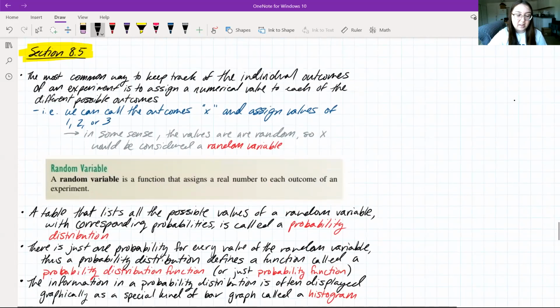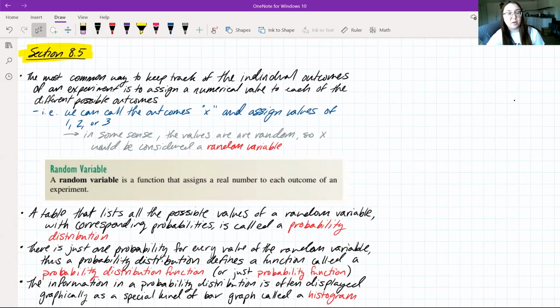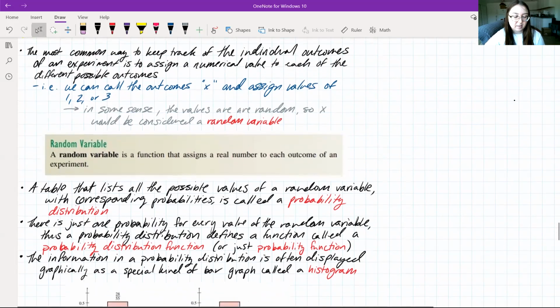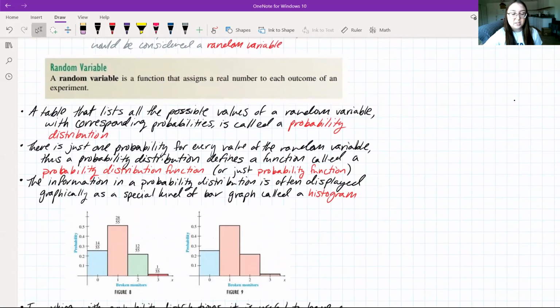All right, then our last section here is going to be section 8.5. So the most common way to keep track of the individual outcomes of an experiment is to assign a numerical value to each of the different possible outcomes. For an example, we can call the outcomes x and assign values of 1, 2, or 3. In some sense, the values are going to be random, so x would be considered a random variable. So a random variable is a function that assigns a real number to each outcome of an experiment.